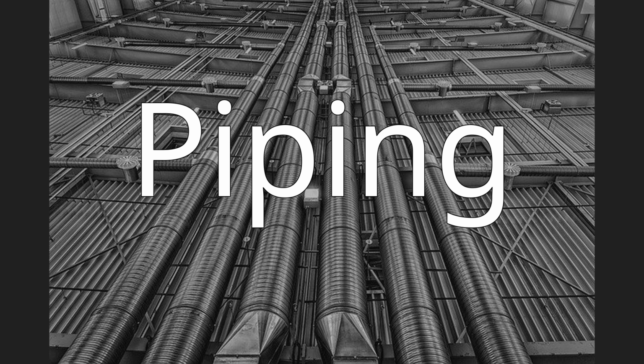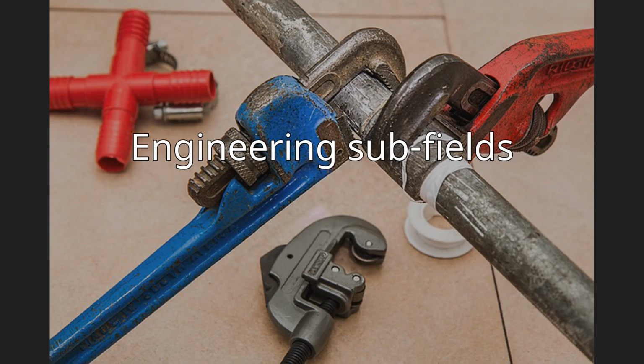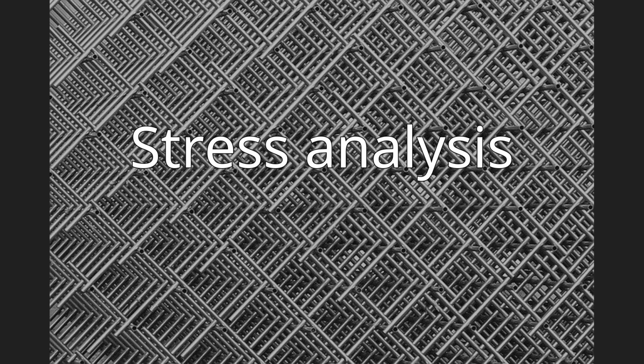Piping also has many other industrial applications, which are crucial for moving raw and semi-processed fluids for refining into more useful products. Some of the more exotic materials used in pipe construction are Inconel, titanium, chrome moly, and various other steel alloys. Engineering subfields. Generally, industrial piping engineering has four major subfields: piping material, stress analysis.